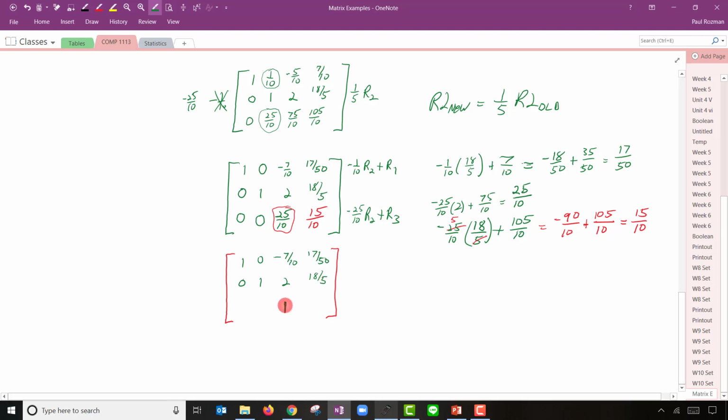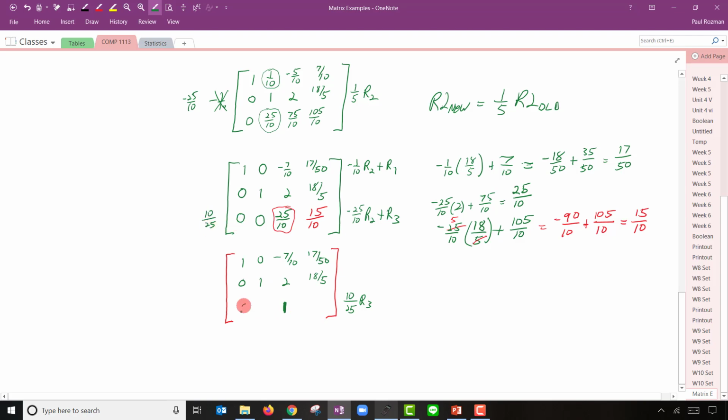I want to get a 1 here so that I can then use the 1 here to get zeros above it. So I'm basically creating that pivot. What do I multiply 25 over 10 by so that I end up with 1? Well, 10 over 25. 10 over 25 times R3 old gives me R3 new. I'll just write it up here.